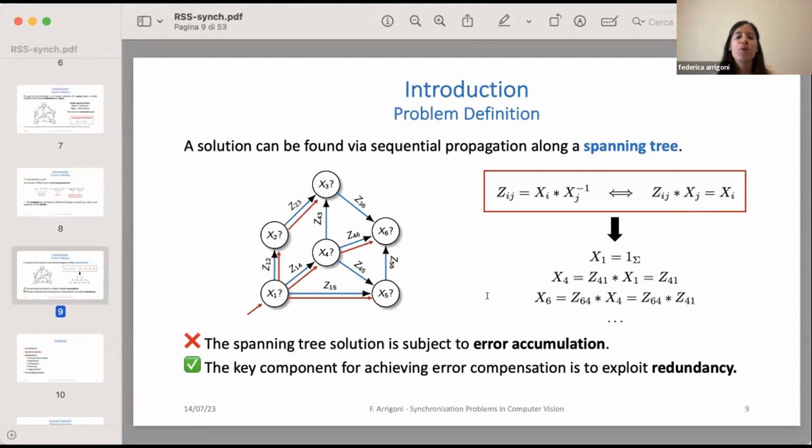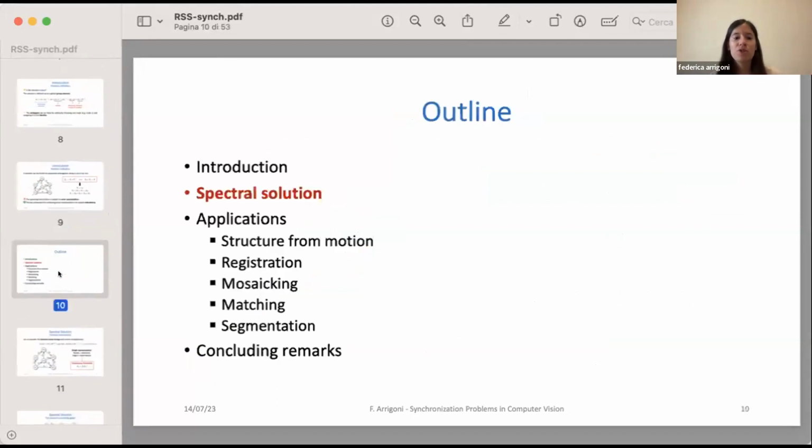In other terms, we need to achieve error compensation, and this can be done by exploiting redundancy in the measures in our graph, and hence consider all the graph and not only the tree. Now we will see an example of a solution that achieves this task, which is the spectral solution.